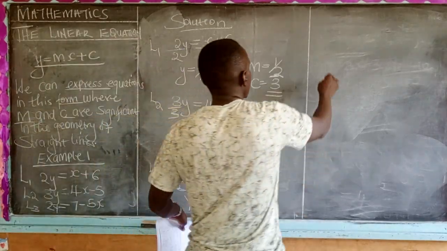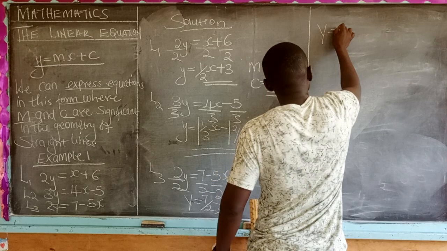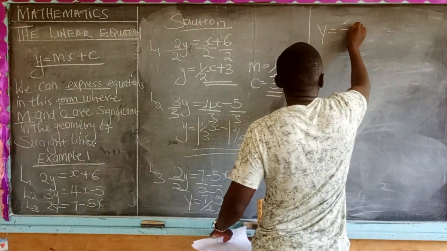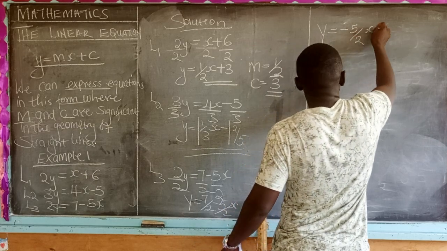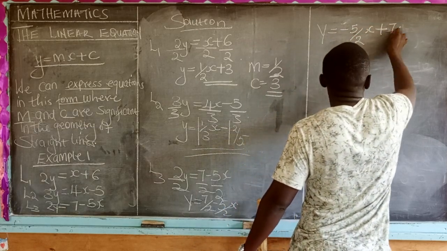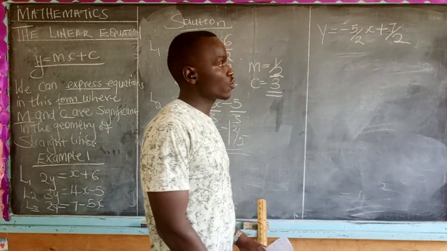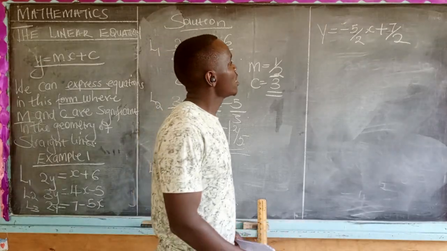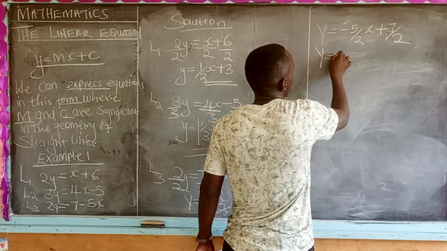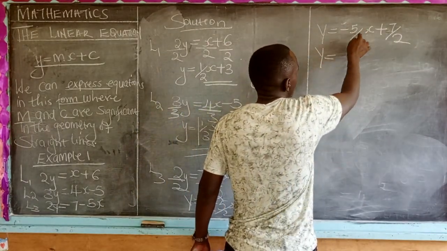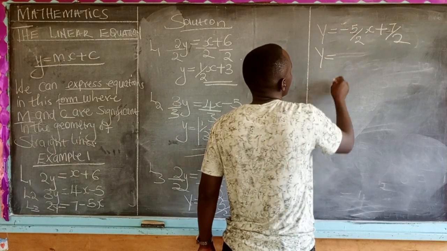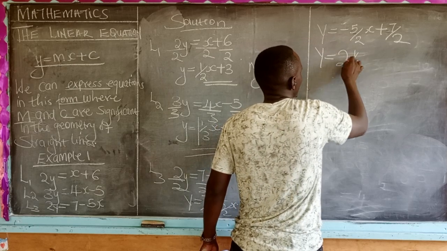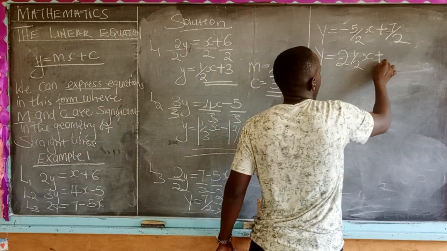Then this one must be rearranged. We're going to start with minus 5 over 2x plus 7 over 2. I have rearranged so that we can start with mx. Then from there, y equals... maybe we can choose to simplify this. 5 divided by 2 is 2 and 1 over 2, so negative 2 and 1 over 2 x plus 3 and 1 over 2.